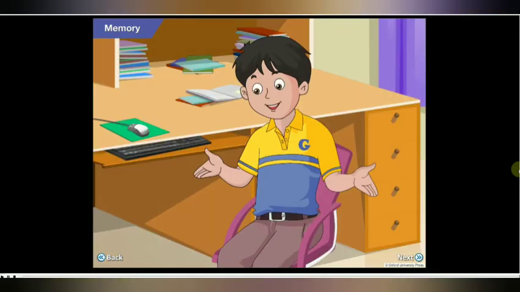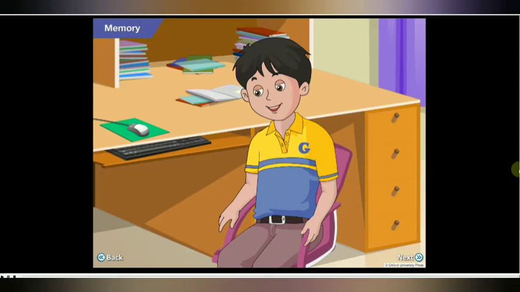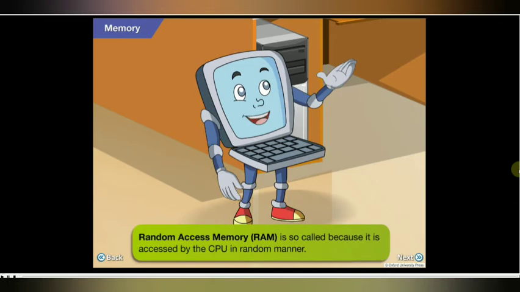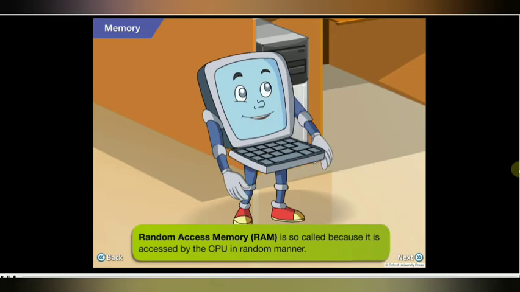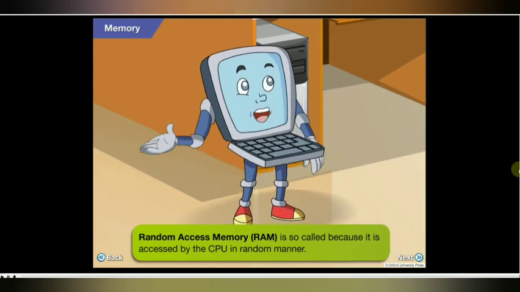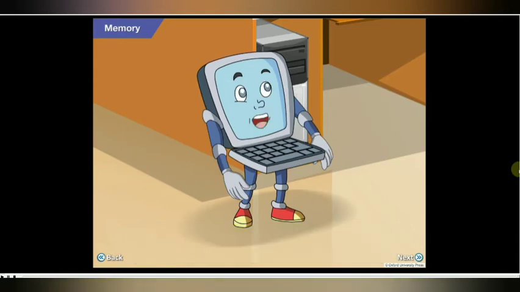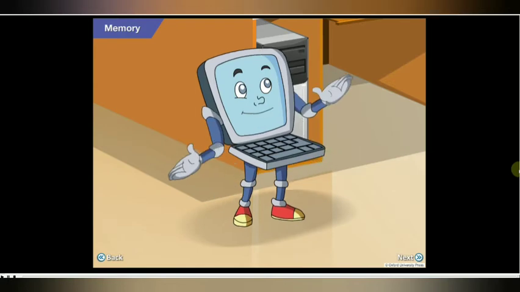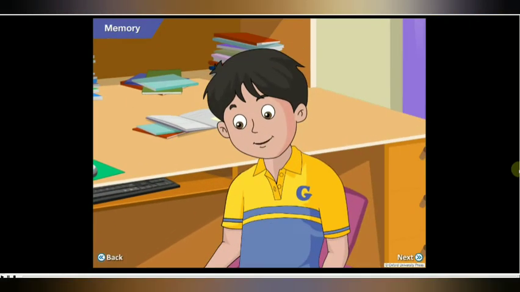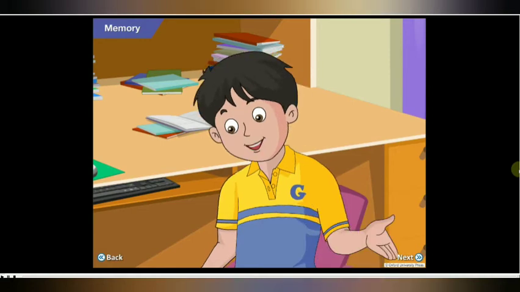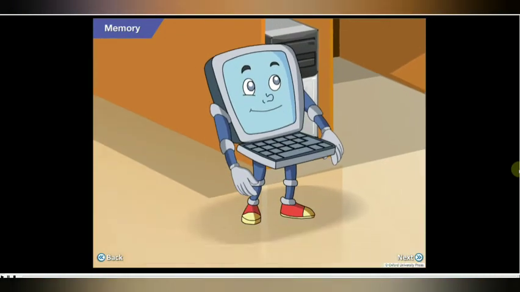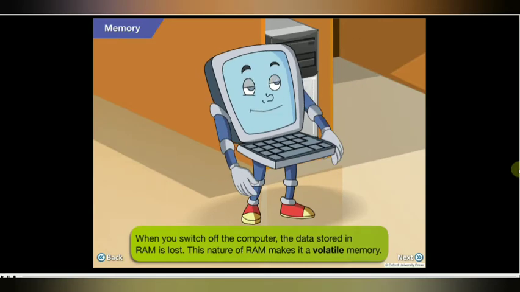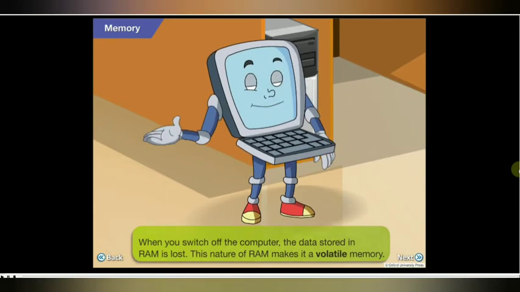But Toggle, why is primary memory also called random access memory? Goggle, random access memory is so called because it is accessed by the CPU in a random manner. The CPU can read or write on any memory location of the RAM. It need not follow any sequence for this. Does the data remain stored in the RAM forever? No, Goggle, RAM loses its data as soon as you shut down your computer. That is why RAM is a volatile memory.